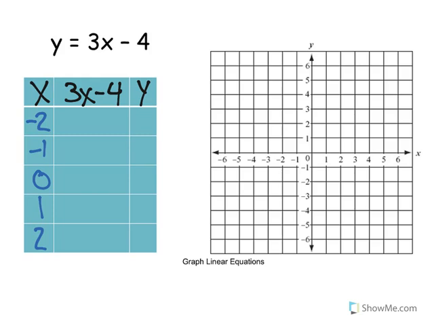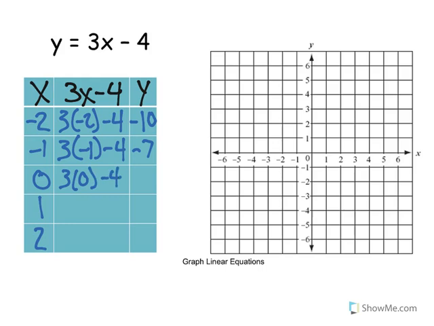So what we're going to do is substitute these values for x, find the y values, and then plot them. So if x is negative 2, I'm going to do 3 times negative 2 minus 4. So 3 times negative 2 is negative 6. Negative 6 minus 4 is negative 10. I'm going to do the same thing here. 3 times negative 1 minus 4 is negative 3 minus 4, which is negative 7. 3 times 0 minus 4 is 0 minus 4, which is negative 4. 3 times 1 minus 4 is 3 minus 4, which is negative 1. And 3 times 2 minus 4 is 6 minus 4, which is 2.